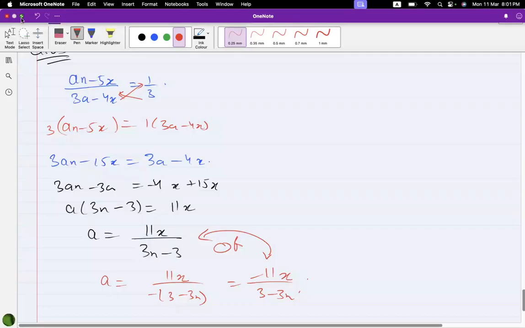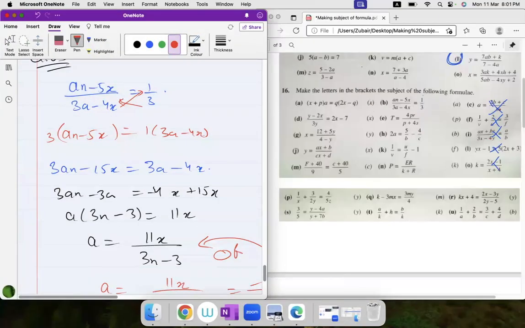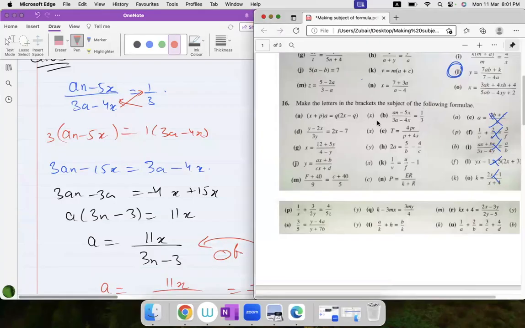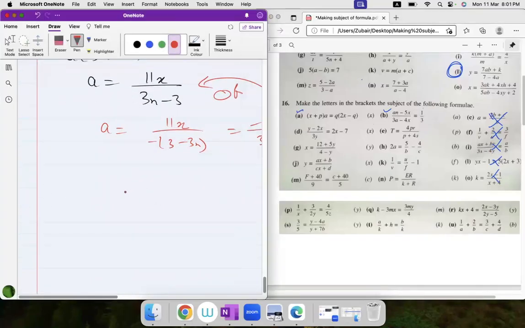Let's try and keep them in order. 16a. In making x the subject, still x is on two sides.